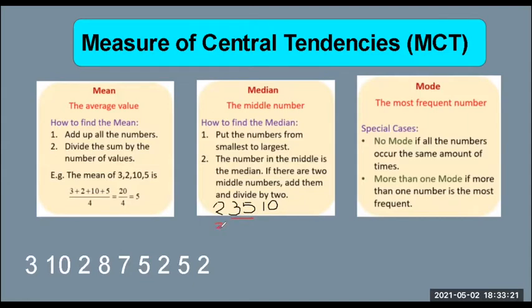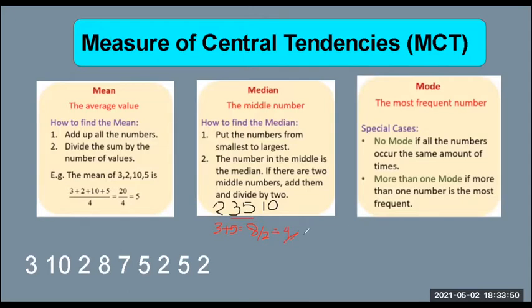3 plus 5 will be equals to 8. Now let's divide the 8 by 2. And we will be having 4. So now our median is 4.